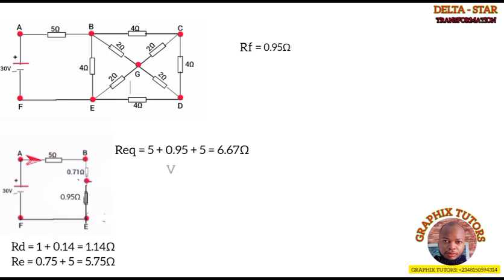Alright, so when you do that, the next thing is to calculate the current. So we know V is equal to I times R. So my I is equal to V over R. So my I will now give me V is 30, R equivalent is 6.67, and that is 4.5 ampere. So this is the current that flows in this particular circuit.